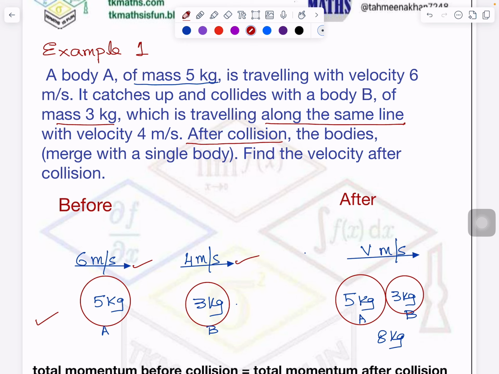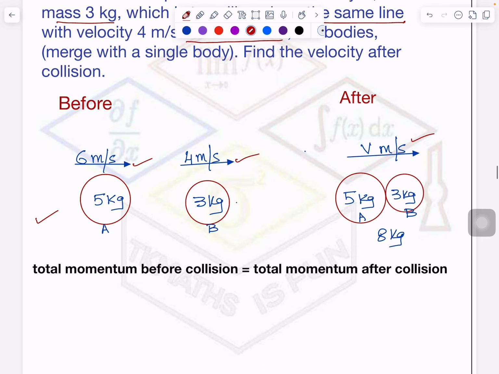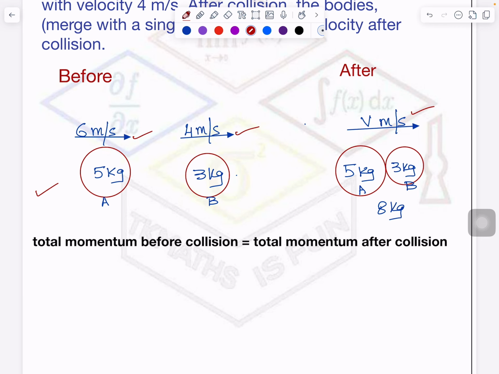The bodies merge into a single body. So that's why I have drawn the diagram showing that both the bodies are together now. Find the velocity after collision. So I have to find out this velocity. We will apply here: total momentum before collision equals total momentum after collision. What is this? Law of conservation of momentum.